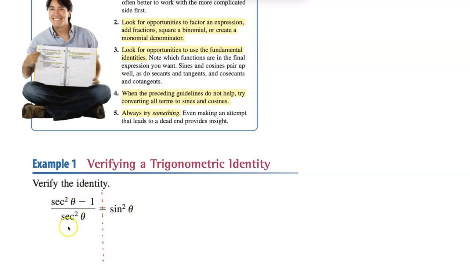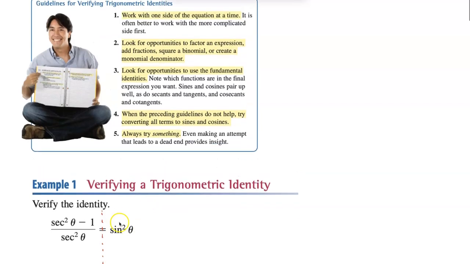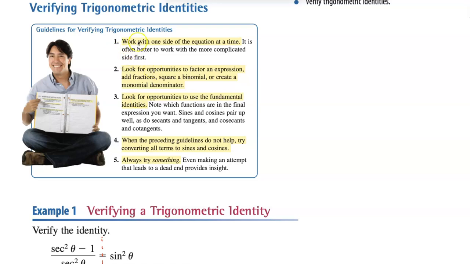Now you can work a little bit on each side if you want, do a little bit here, do a little bit there, but you cannot do the same thing to both sides. That's the number one rule. You have to verify that this works. You can't assume it works. And there are some other tricks here. Work on one side of the equation at a time.